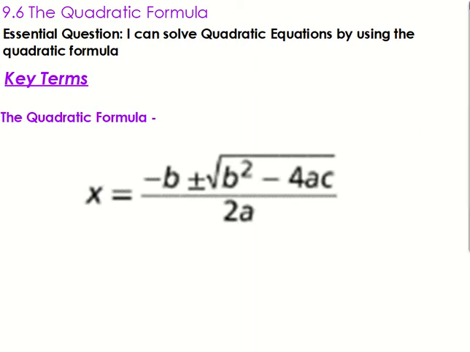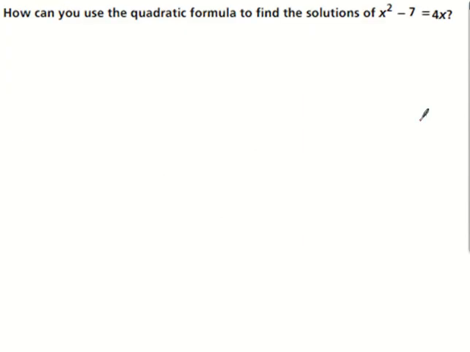You have to memorize this, right? Because you can't use your notes, so you have to memorize this formula. Negative b plus or minus the square root of b squared minus 4ac, all then divided by 2a. Got to memorize it. So it says, how can you use the quadratic formula to find the solutions? x squared minus 7 equals 4x.